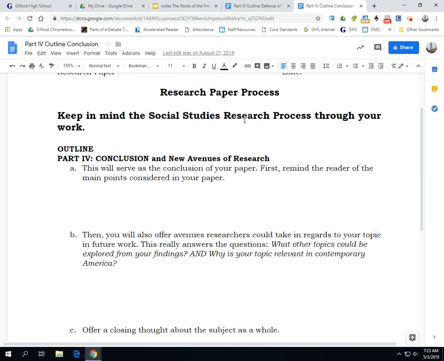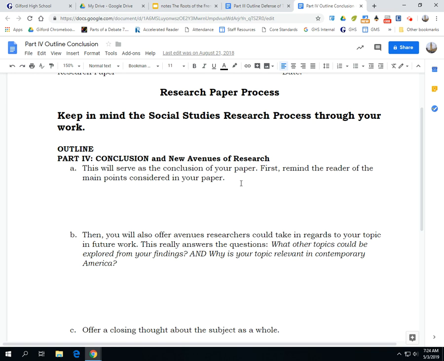The conclusion of your paper is just as the conclusion you've done in the past. The first thing that you're going to do is remind the reader of what you've done in the paper. You're going to restate the thesis. You're going to restate the main points that you made in the paper. You do not need to give any direct quotes again. This is just summing up what the reader has done.